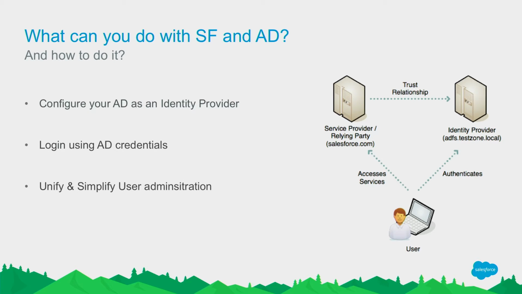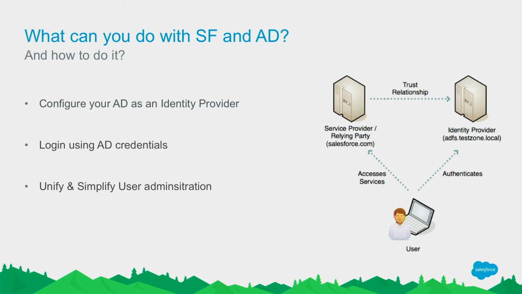So again, what can we do and how to do it? First, we need to configure the Active Directory as an identity provider. That will let us use Active Directory to log into other applications, Salesforce or any other applications. We will use federation services for that. We'll log in using Active Directory credentials once we're redirected. So this will give you a unified and simplified user administration and user login.